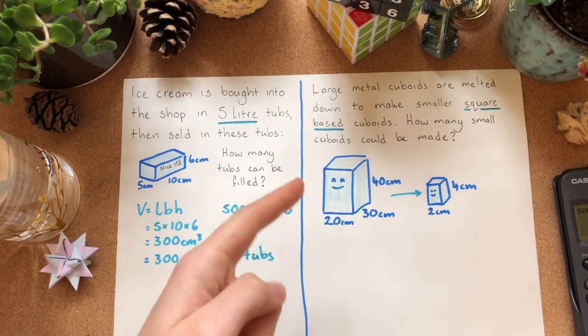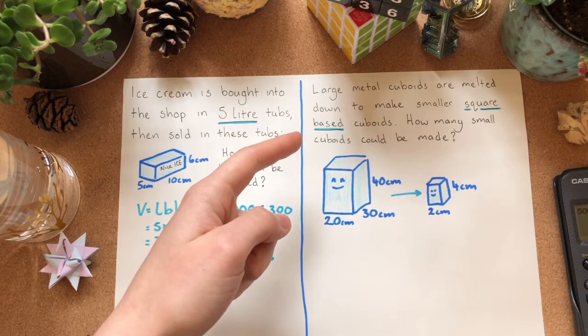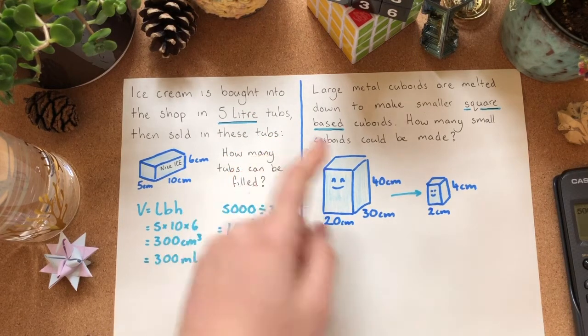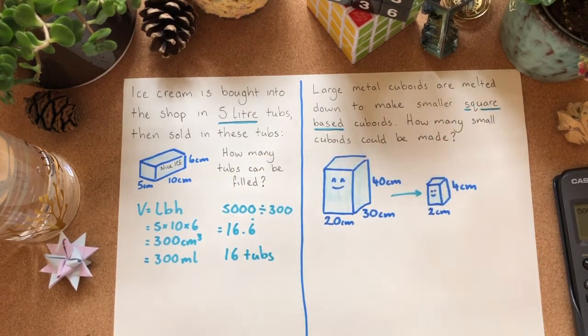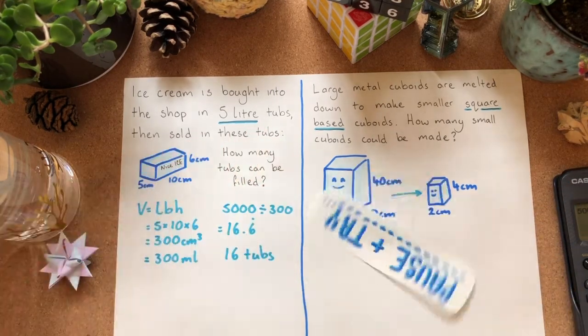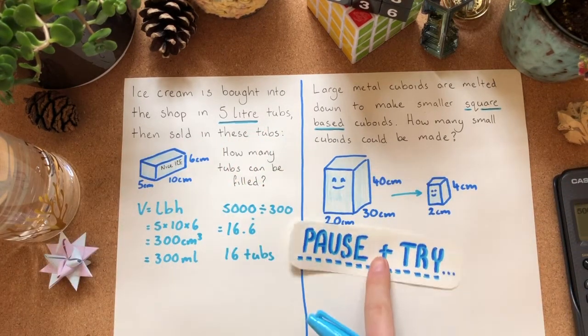Okay, your go. This one over here. Large metal cuboids are melted down to make smaller square-based cuboids. How many small cuboids could be made? Pause and try.